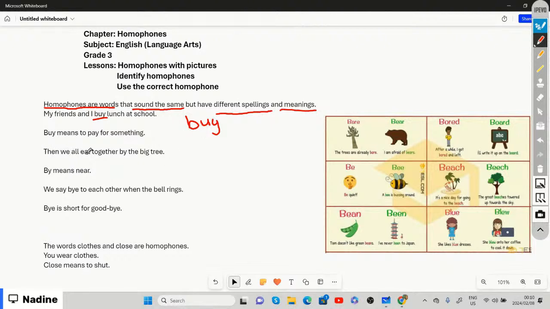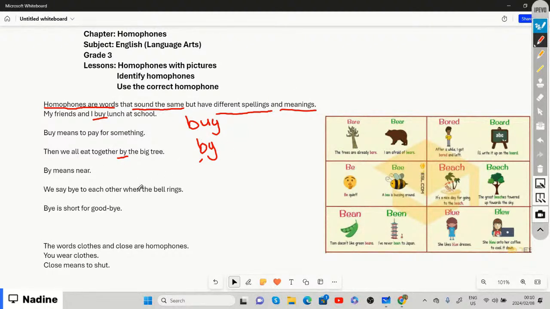Then, we all eat together by the big tree. So now the next word, by the big tree. As you can see, here's another word that sounds the same, but the spelling is different, because the first word buy, to pay for something, is B-U-Y. This word by is B-Y, which means it's near, depending on the distance. When we say near, it shows direction.